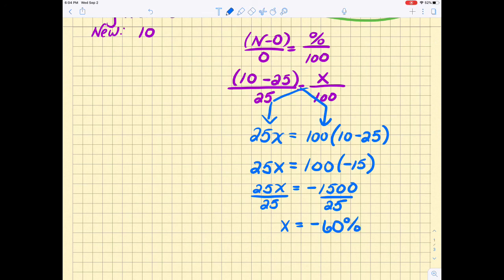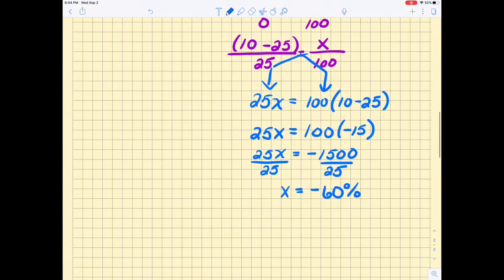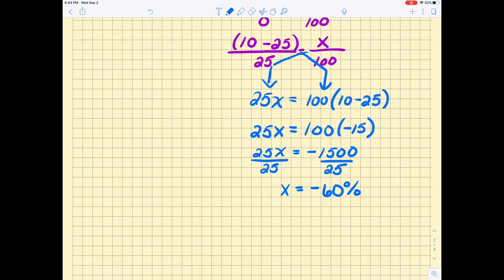Stop and think about it. Why is that a negative? It's because the price went down. So we lost 60% of the original value. It's down 60%. It is a decrease.